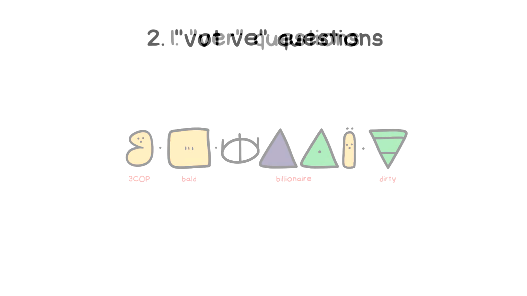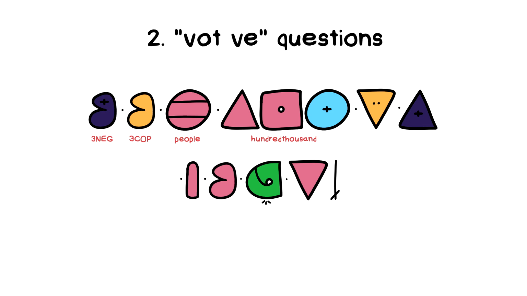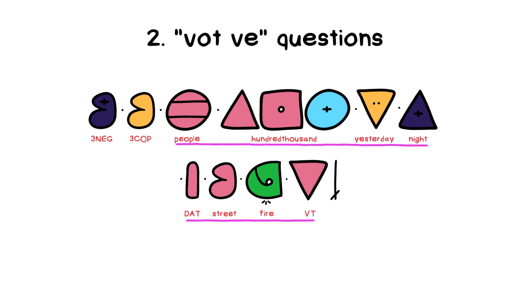But if you're asking a question that isn't as simple as, is A B? For example, did 100,000 people start fires in the street last night? The sentence part, 100,000 people start fires in the street last night, is preceded by this phrase, voltve, which is a negative copular pronoun and a genitive pronoun right next to each other. So if translated literally, it'd be, it's not that 100,000 people start fires in the street last night.